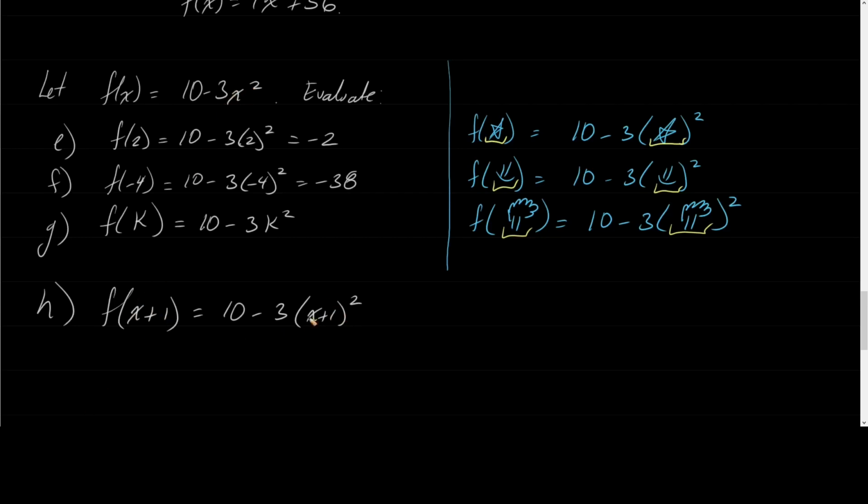And then from there, we could expand that. x plus 1 squared is x squared plus 2x plus 1. Distribute the negative 3. This is really just algebra, giving us negative 3x squared minus 6x plus 7. I don't think I made a mistake there. Yeah, I don't see a mistake. All right, cool. So that's what you would get when you had f of x plus 1.